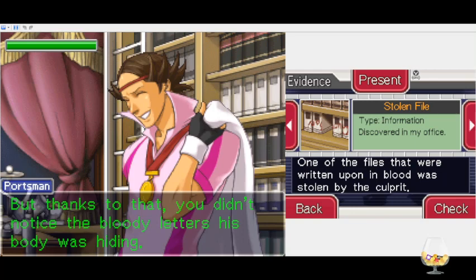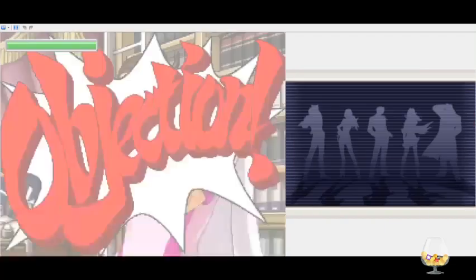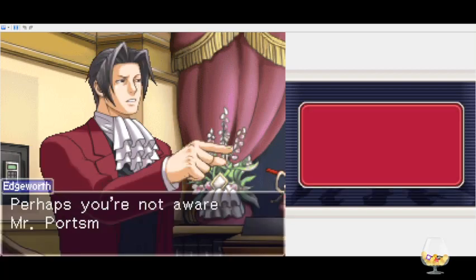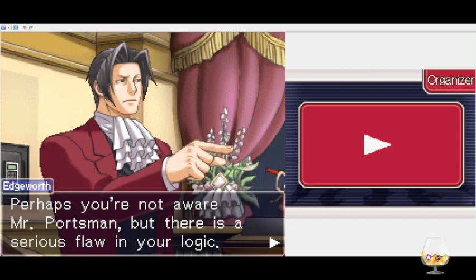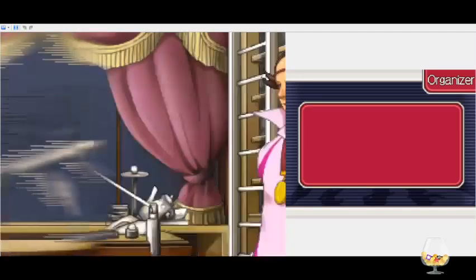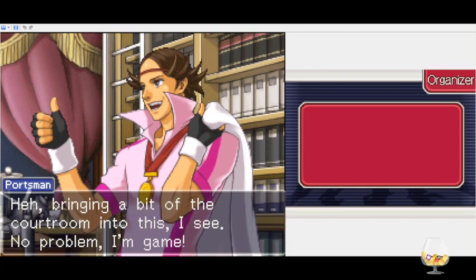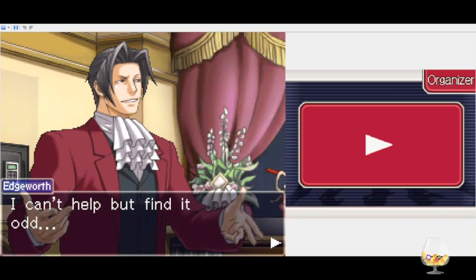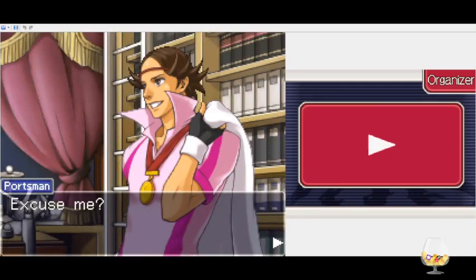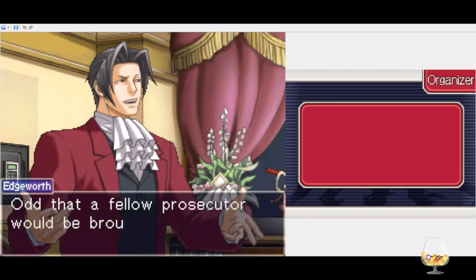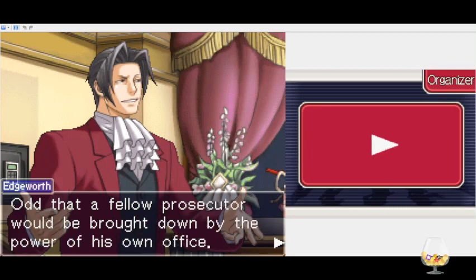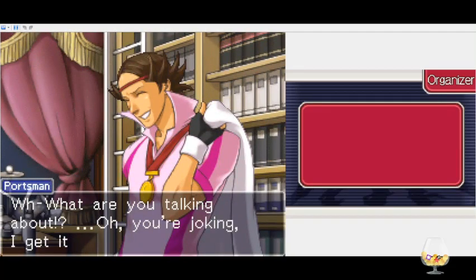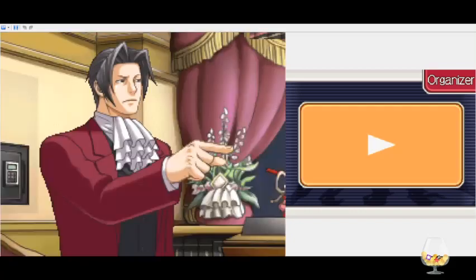If he stole the file, he definitely would have seen it, though. Objection! Perhaps you're not aware, Mr. Portsman, but there's a serious flaw in your logic. Bringing a bit of the courtroom into this, I see. No problem, I'm game. I can't help but find it odd. Excuse me? Odd that a fellow prosecutor would be brought down by the power of his own office. What are you talking about? Oh, you're joking, I get it.